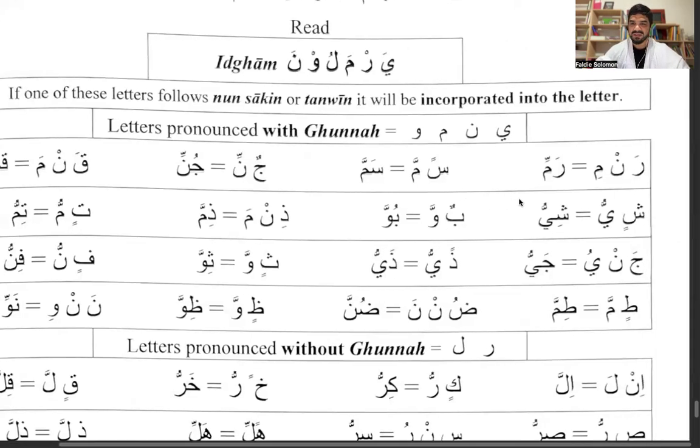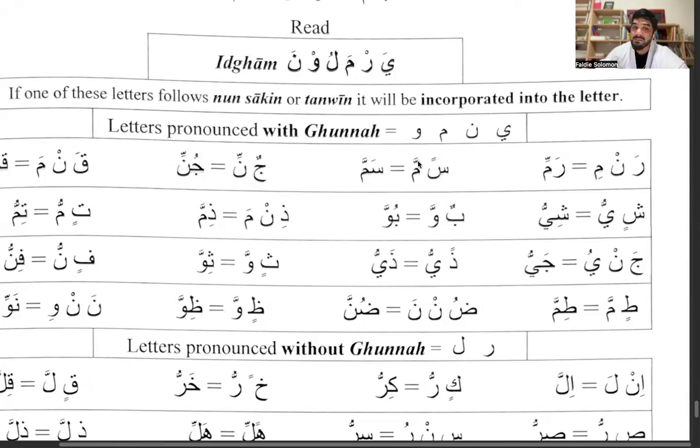Okay? So let's see. Here we have noon sakin, and we have a meem after it. So what does it say? We incorporate this into that. So we're not going to say ranmi, we're going to say rammi. We incorporate the noon sakin into the meem. Rammi. All right. And we also know meem is already a letter that when we see mushadda on it, we recite with ghunna.